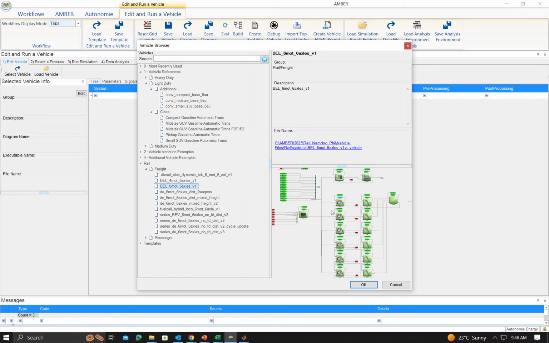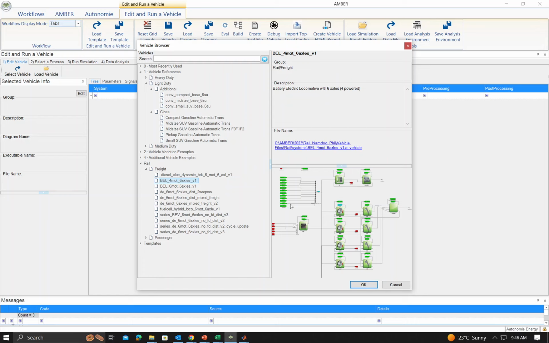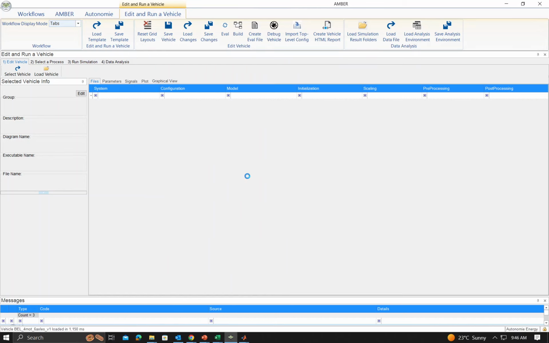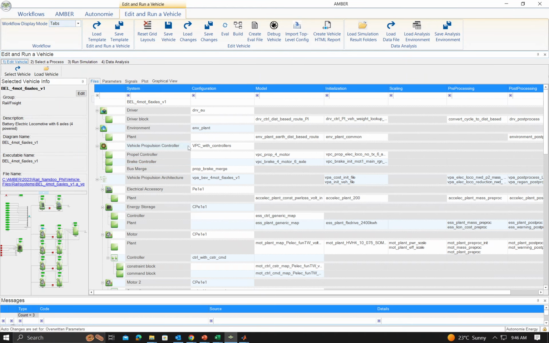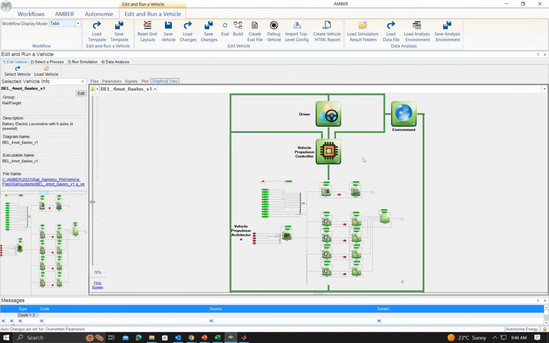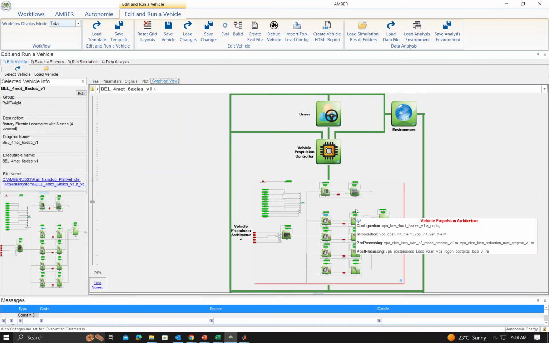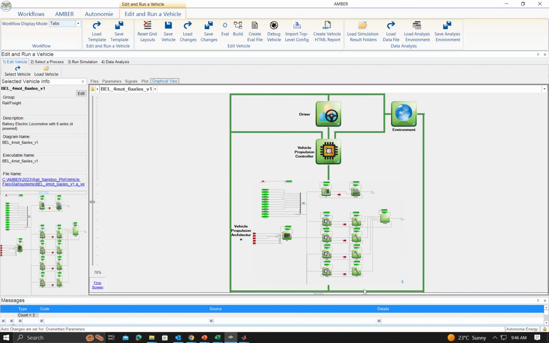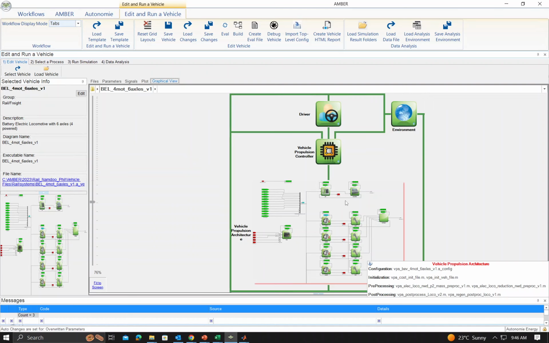You can see here 6 motors and 6 axles, but for today's discussion we'll be going into this one, which has 6 axles and 4 motors. In this particular configuration of this train, we have various components: the driver, the vehicle propulsion controller, the battery, motors and gearbox, and the accessory load.